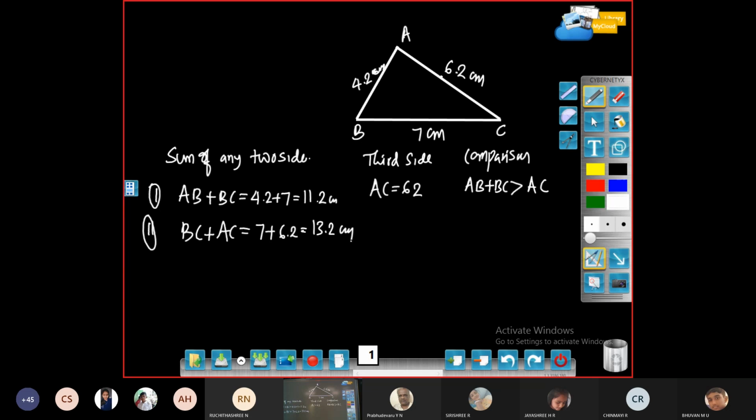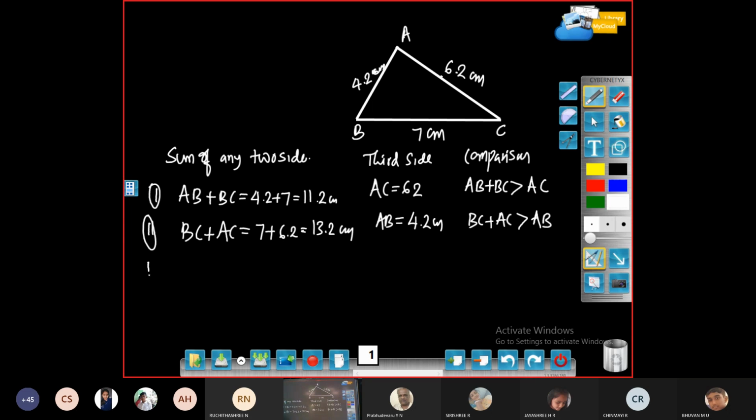Then I have taken BC and AC as the sum of two sides. What is the third side left out now? After BC and AC? AB. So what is the measurement of AB? AB here is 4.2 centimeter. Now also you compare. 13.2 and 4.2. 13.2 is greater. That means sum of two sides is greater. That means I can write BC plus AC is greater than AB.